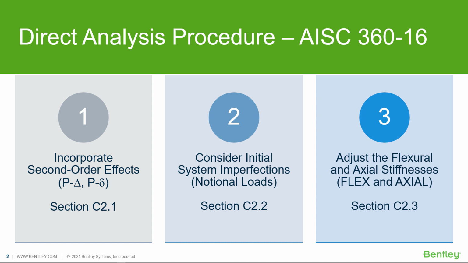To incorporate the direct analysis method in STAAD.Pro, we will be focusing on adding the following parameters to our steel structures. We will ask the program to incorporate our second-order effects, including our P large delta and P small delta effects. We will consider the initial system imperfections through the new use of notional loads, and we will adjust the flexural and axial stiffnesses of members using a direct analysis load definition. Keep in mind that this is a nonlinear iterative analysis, as the stiffness of the members is dependent on the forces generated by the load.